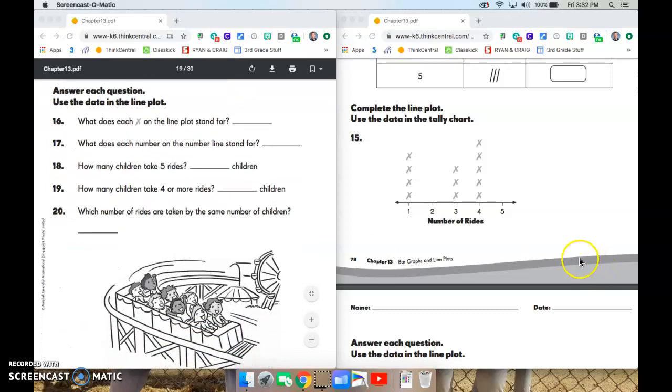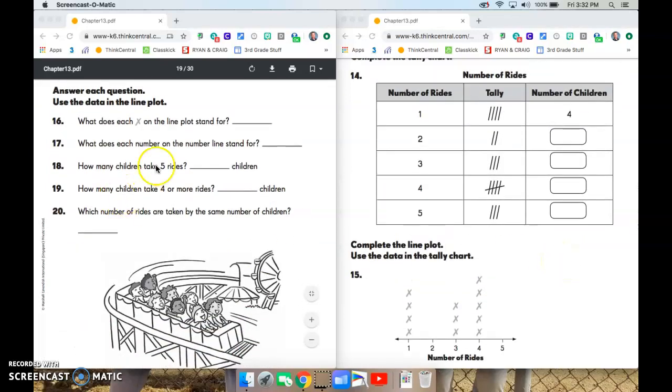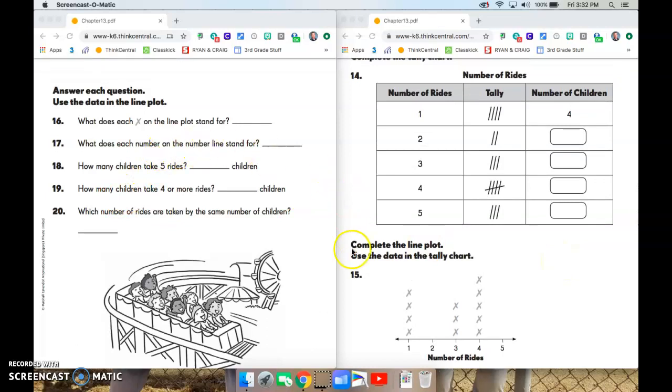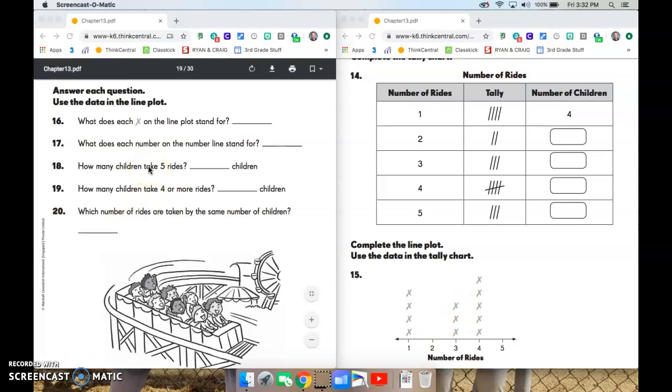Now we're going to keep this up here for a moment. And what does each X on the line plot stand for? Each X stands for the number of children that went on that specific number of rides. What does each number on the number line stand for? That's the total number of rides. How many children take 5 rides?